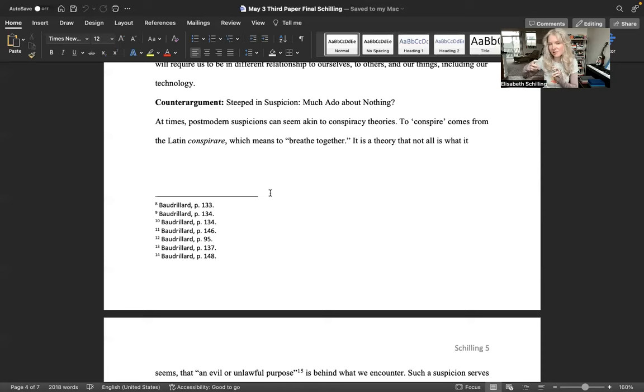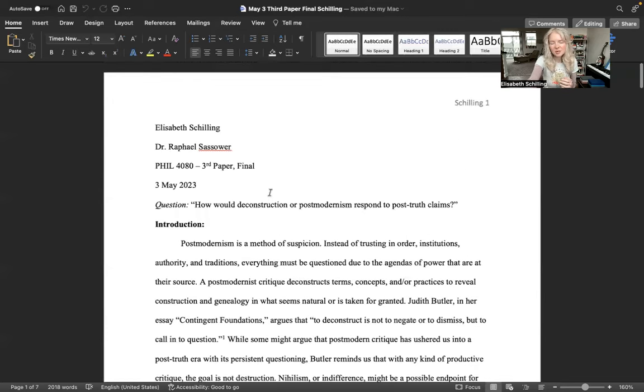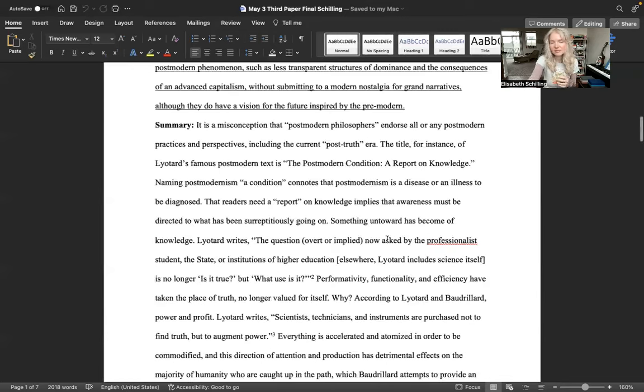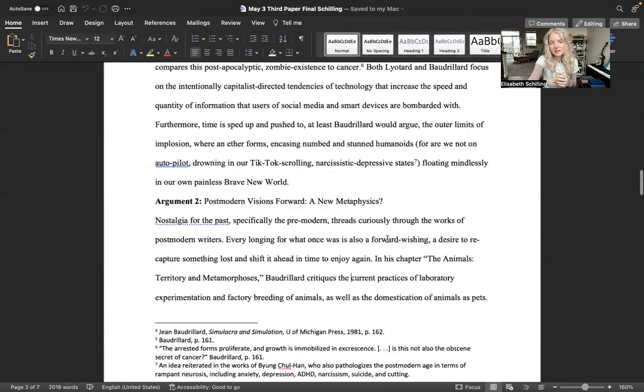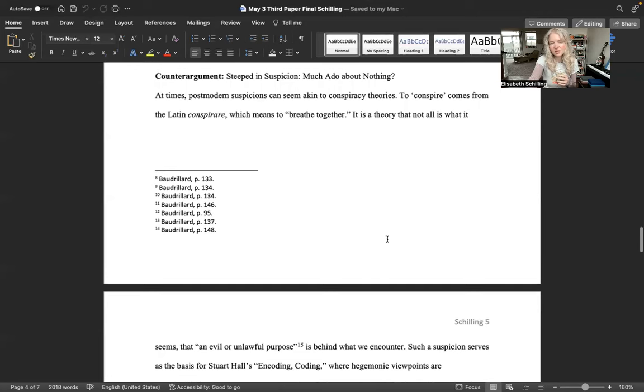But what I wanted to write my counter argument about was the dystopia and the fear mongering, or the potential for readers to feel as if postmodernists are being kind of apocalyptic, and if that's really necessary and really healthy. Because remember my prompt: how does it respond to post-truth claims? Is it adding to the issues and the problematics of post-truth?